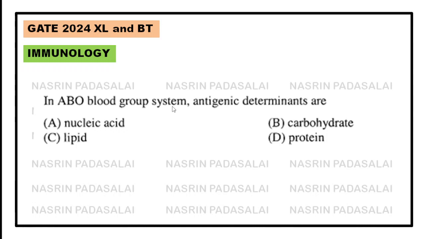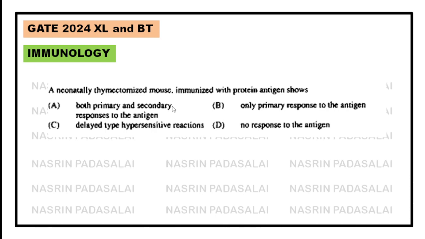Okay. So if you take RH blood group, the antigenic determinants are protein. So if they had given some other option like glycoprotein, you can also select glycoproteins. Next, a neonatally thymectomized mouse immunized with protein antigen shows. So the mouse is thymectomized, so it doesn't have a thymus at all. So ultimately, it will not show any response to antigen. So option D is correct.